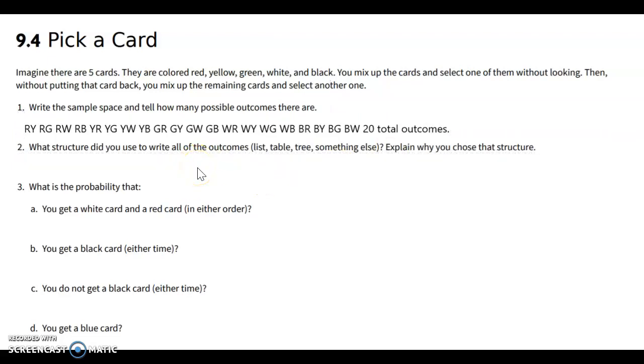Alright, so the structure that we use to write our outcomes, well, I used a list. I thought a list was really easy. You could have used a table. You could have used a tree. Any of those would have been possible.